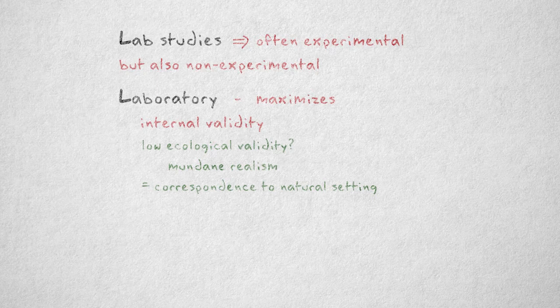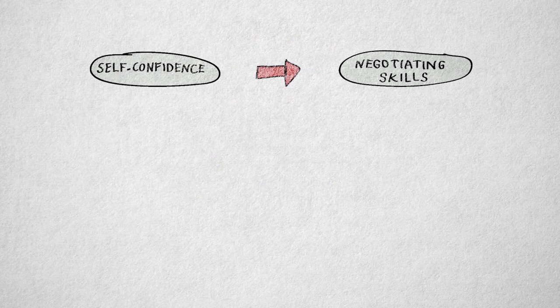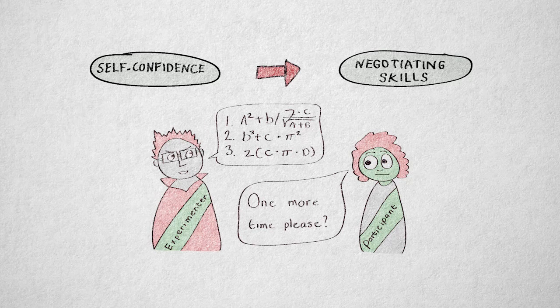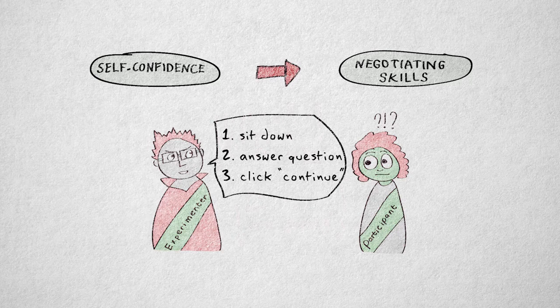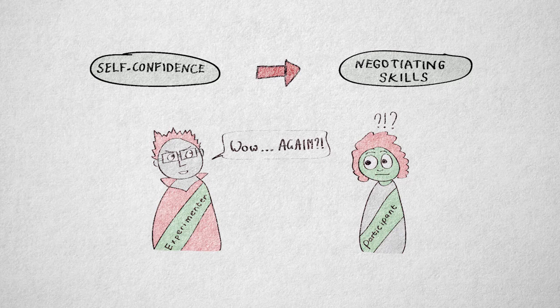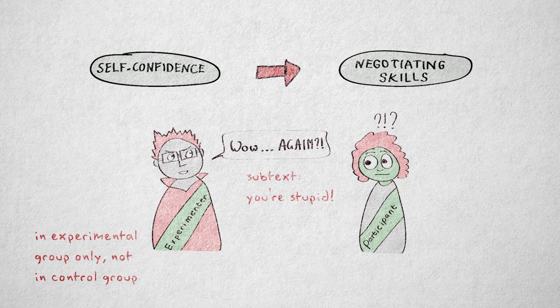Suppose we want to investigate the effect of low self-confidence on negotiating skills. Participants in our study are given extremely complicated instructions and asked if they understand. In all cases, the instructions are repeated more clearly, but in the experimental group, this remark is made first. "You seem confused. You don't understand these instructions? Wow." Where the "wow" subtly implies that the participant isn't the brightest bulb in the box. Obviously, this remark isn't made in the control group.